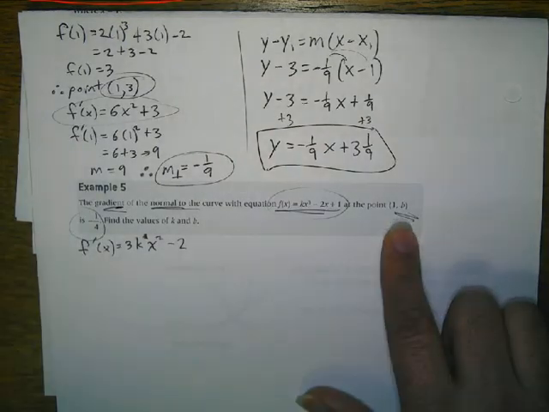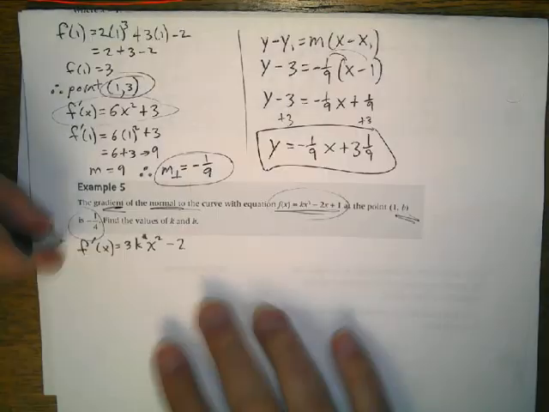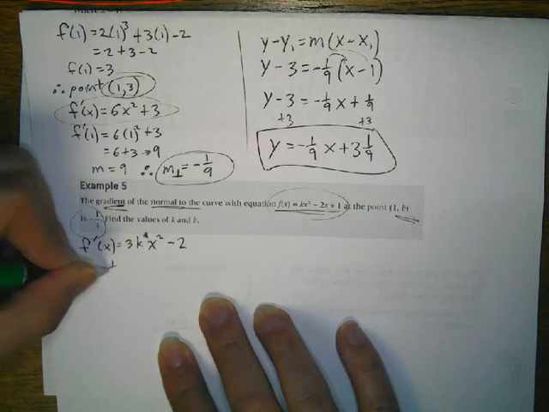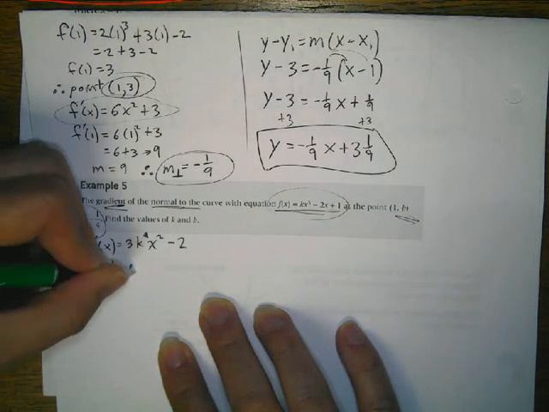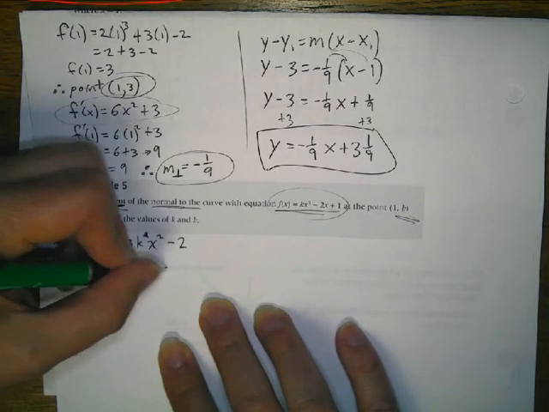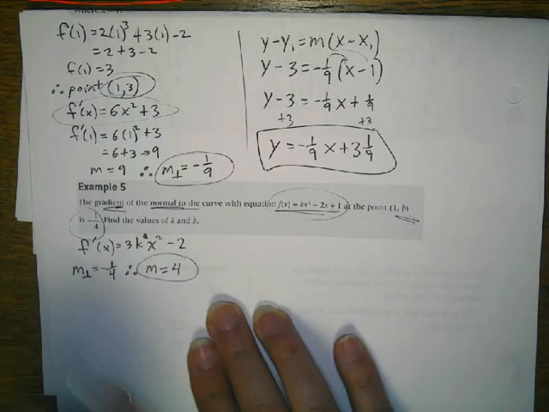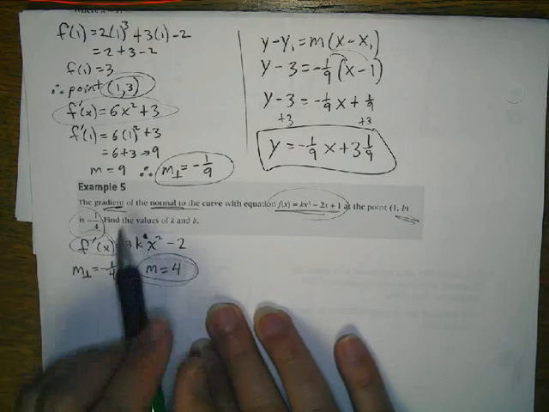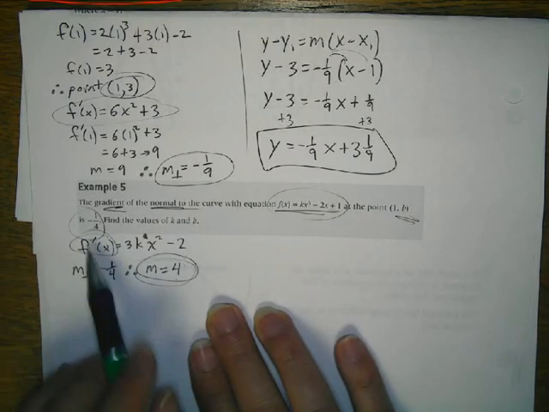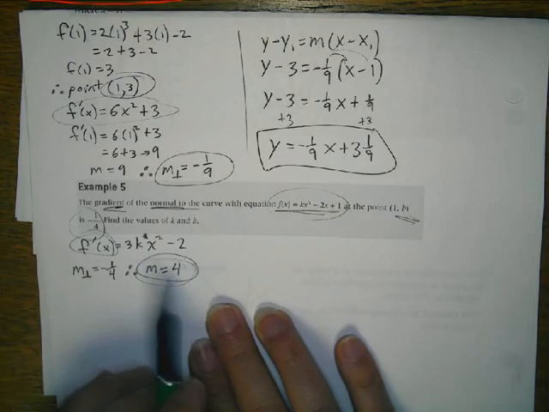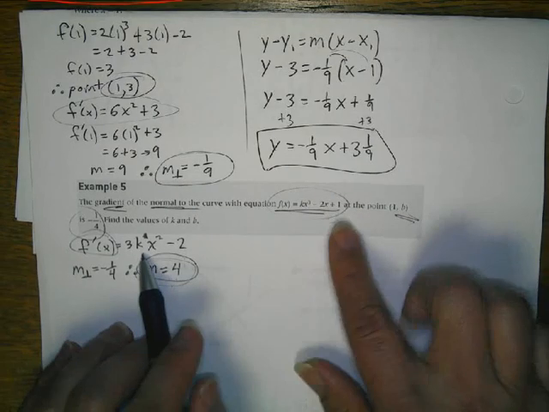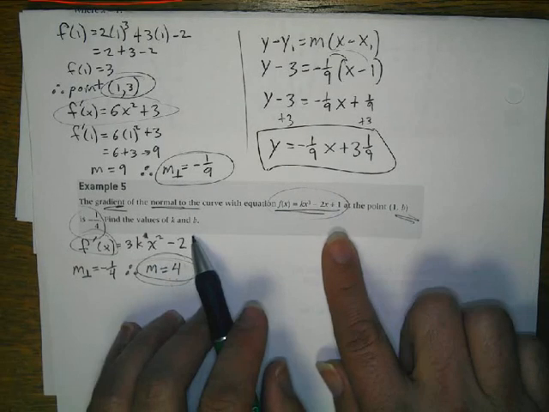If my perpendicular slope is negative 1/4, then that means my regular slope is going to be equal to positive 4. Now, why do I need the regular slope? Because the slope of this is 4, and I need to substitute that in order to find k. We have to find k first before we can find the value of b.